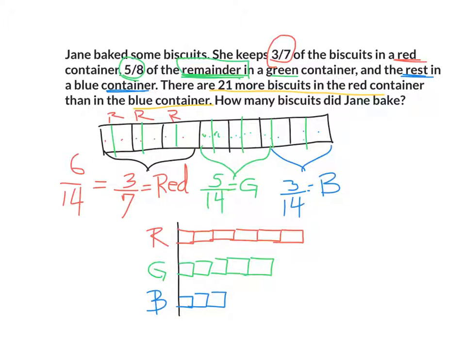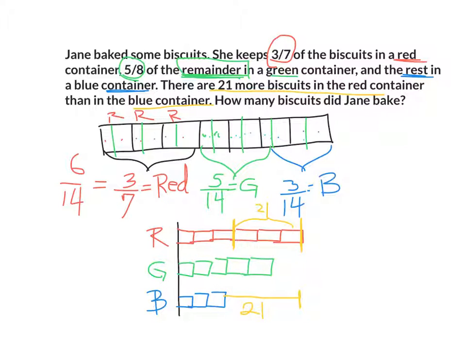What information do I know from the problem? There are 21 more biscuits in red than in blue. So here's my stick of difference, and I show that the difference between the red container and the blue container is 21. Well, let me look at that. Red had 6 boxes. Blue had 3 boxes. That means from here to here, the difference between red and blue is 21. Does everyone see that those 3 boxes are equal to 21 since the difference between red and blue was 21?